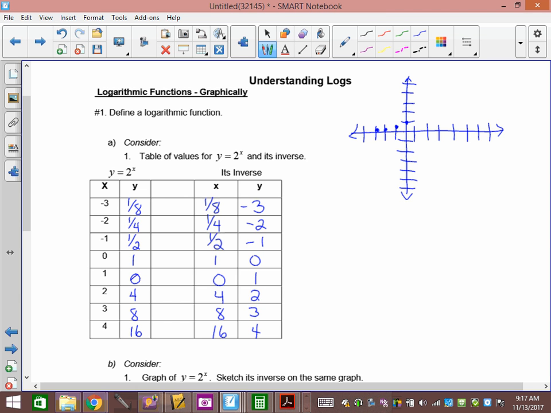1, 2. 2 to the 1 is 2, not 0. I don't know where I got that from. 1 and 2, 2 and 4. And it looks like this. And my asymptote is here at y equals 0.